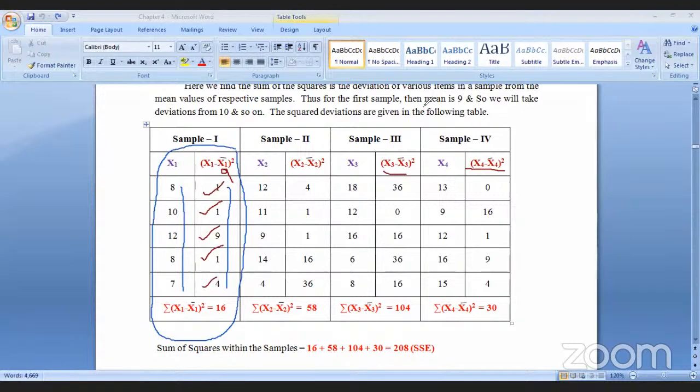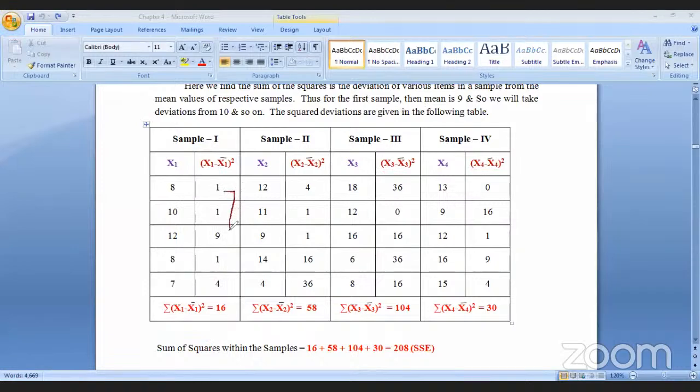After getting these values, simply do addition. 1 plus 1 is 2, 2 plus 9 is 11, 11 plus 1 is 12, then 16. Sigma x1 minus x bar 1 whole square is equal to 16. Any doubt here? No. Okay, in the same manner go for sample 2. These x2 values we copied from the question paper: 12, 11, 9, 14, then 4.